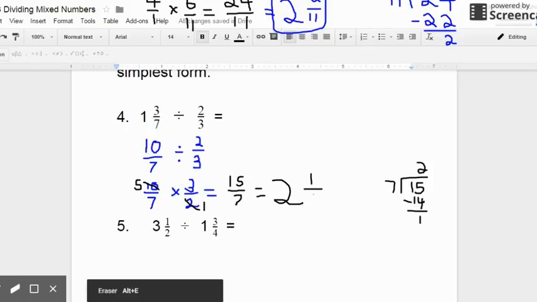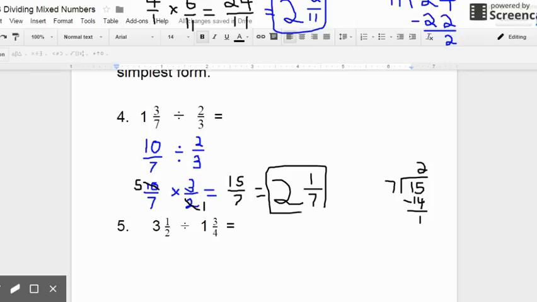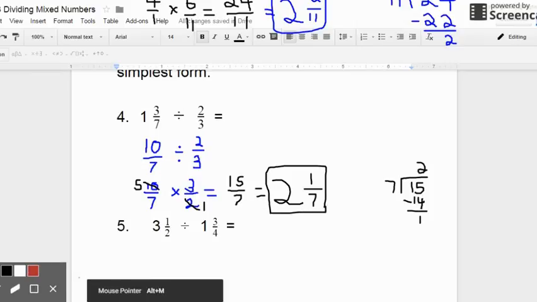And then the bottom stays the same. So that's what you should have had for the first one. 2 and 1 over 7.